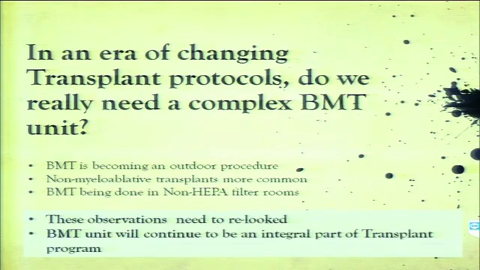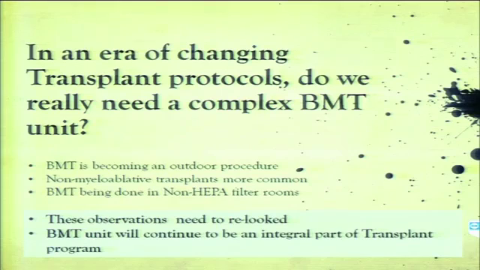We are not doing only myeloablative transplants. In fact, non-myeloablative protocols are being used more and more all over the country and over the world. And BMTs have been told that we can do the transplants in non-HEPA filter rooms also quite satisfactorily, especially in the economically poorer areas. So, do we need to place that much stress on the transplant unit, and do we need to see the transplant unit during our training period?